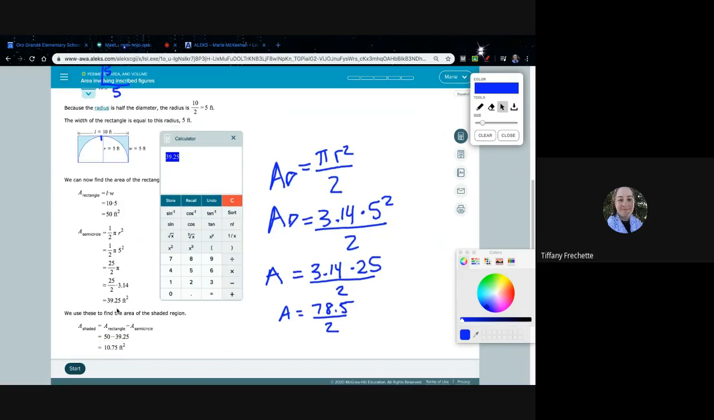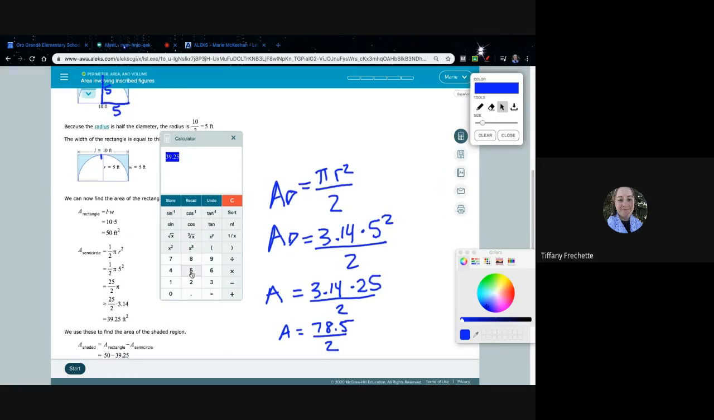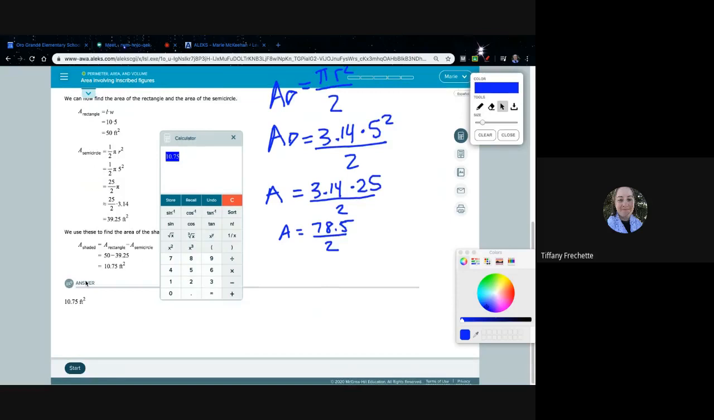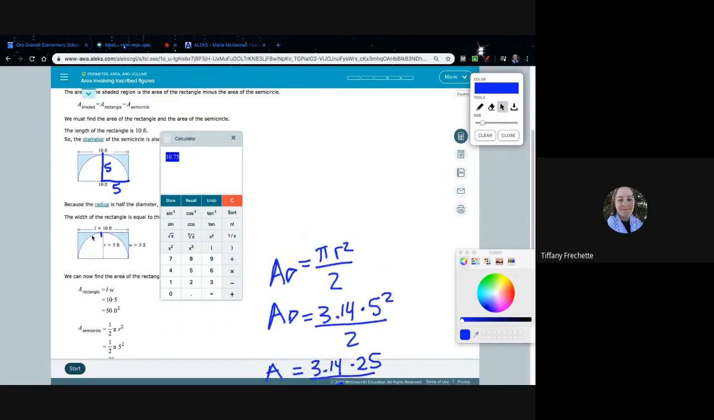These were my two areas. I need to subtract. So I need to go back to my 50, which is my rectangle, and I need to take the circle away. So I have to subtract that, and this is my answer, 10.75. So that's the shaded region, these weird little corners that are left. That's all that's left is 10.75.